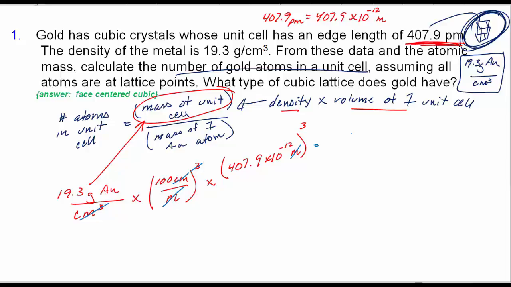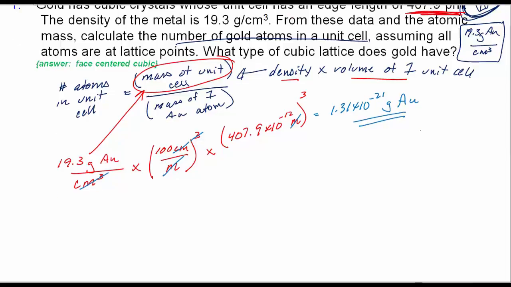19.3 times 100, but you have to cube it, times 407.9 times 10 to the negative 12, and that you have to cube also. So I got about 1.31 times 10 to the negative 21 grams of gold. You should get a small answer, because this is a very small little unit of gold here. A little tiny, tiny particle.